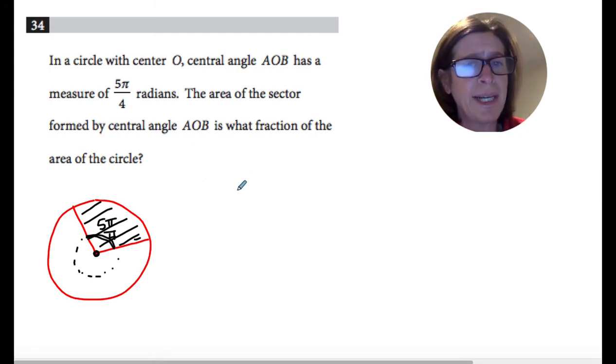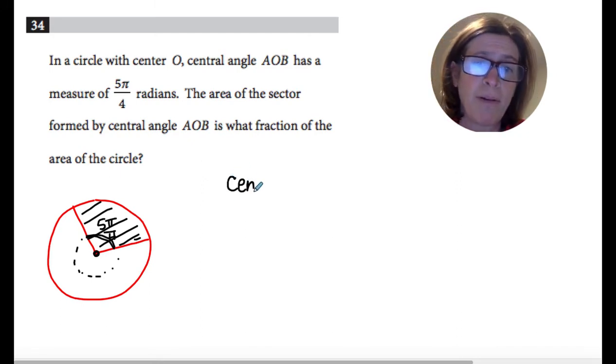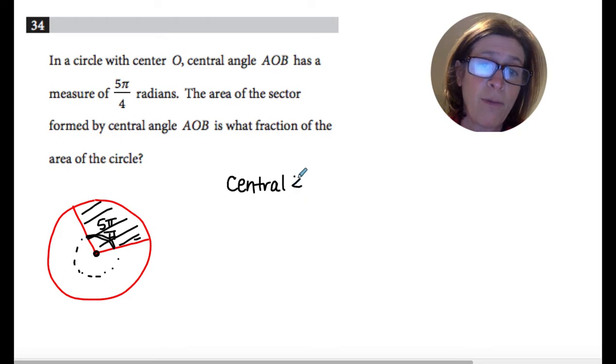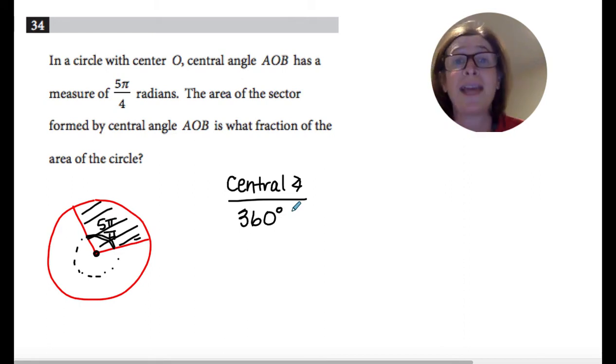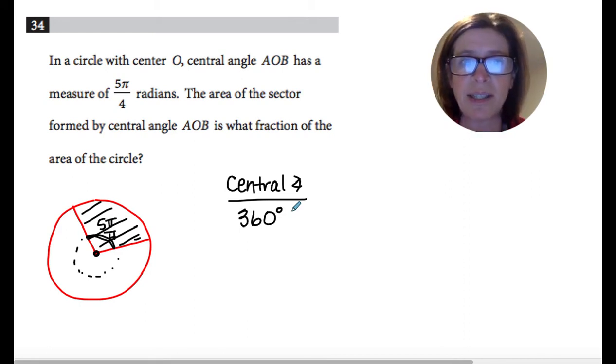If it were in degrees, we would say the central angle over 360, and that would tell me the proportional relationship, the fractional relationship, with the area, as well as the circumference. We call that arc length. So area of a sector and arc length are both related to this idea of a fractional relationship, or a ratio, of the entire circle.